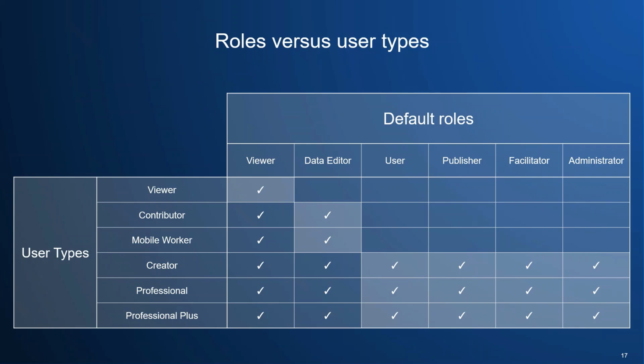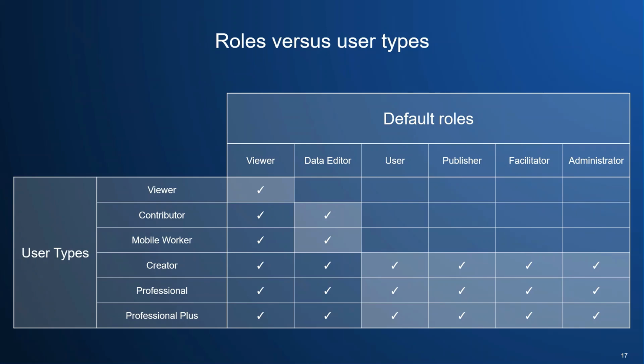Now the question arises, what are actually the possible combinations of user types and roles? Can any user type just get any role? To answer this question, we have summarized the possible combinations in this table. On the left, we see the different user types, and at the top of the columns, we see the different roles. For example, basically any user type can get a viewer role.